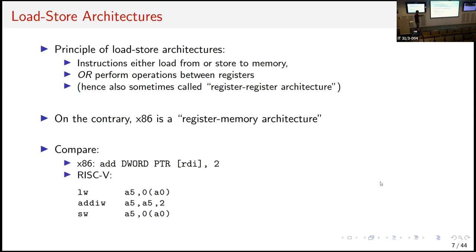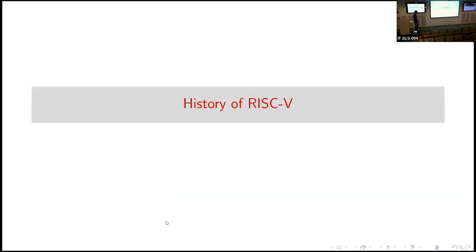Just as an example, I already had the add with loading and storing, and in RISC-V, for example, that's actually RISC-V assembly code, you first load something to a register, then you add an immediate number to the register, and then you store it back. That's the clear separation between load store instructions and basically everything else that is operating on registers. I don't know if there are already questions for the background. If not, I will go on.